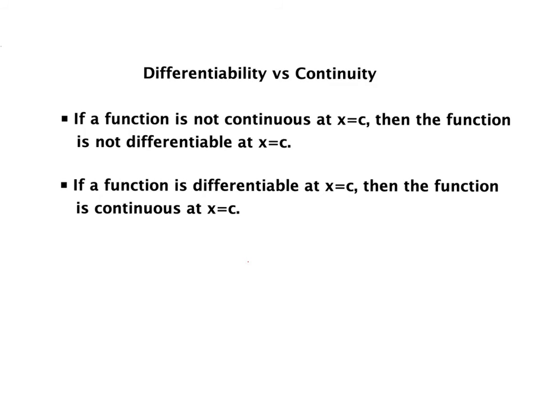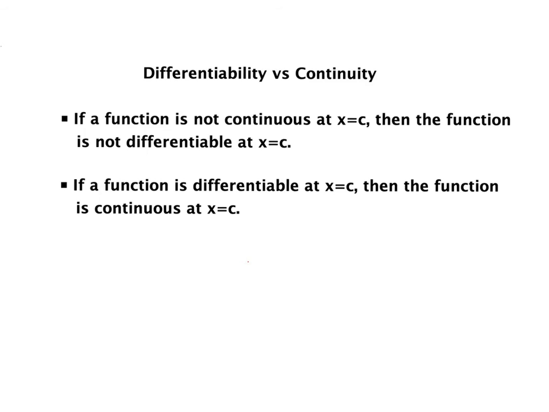So I'm going to take the same statement now, and I'm going to take the contrapositive of that statement. So if the function is not continuous, then the function is not differentiable. So I'm going to say then that if a function is differentiable at x equals c, then the function is continuous at x equals c. So if a function can be differentiated at x equals c, that means it exists and it's continuous at x equals c. Now, what this does not say is that if a function is continuous, then it is differentiable.